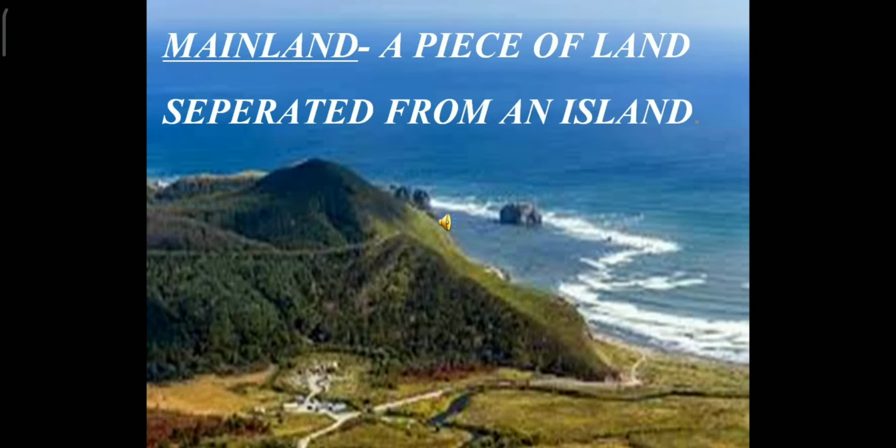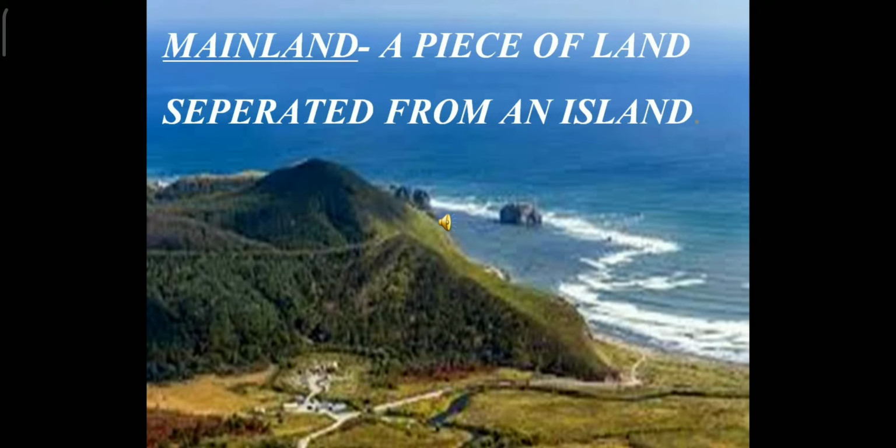It was written that the savages of the mainland. All right, now that we have seen the meaning of the word savage, let us see what mainland means. Mainland is a piece of land separated from an island. Okay, so a mainland is also part of land, but it is a bit separated from the island.